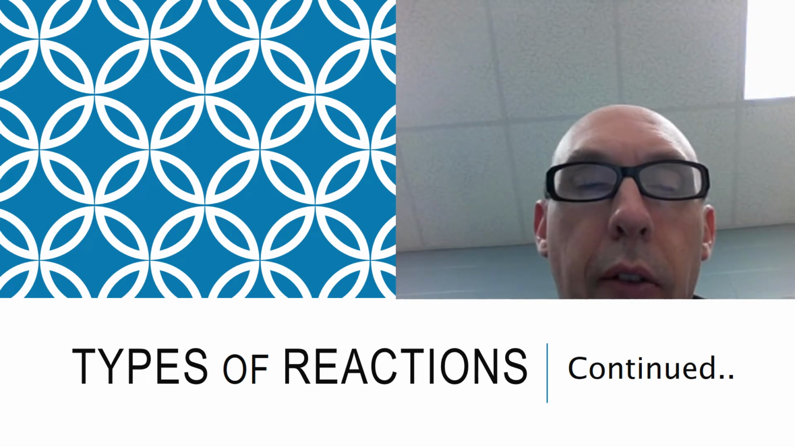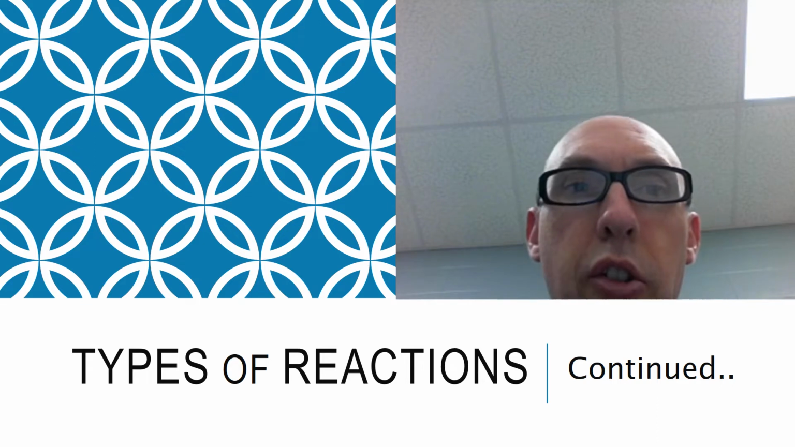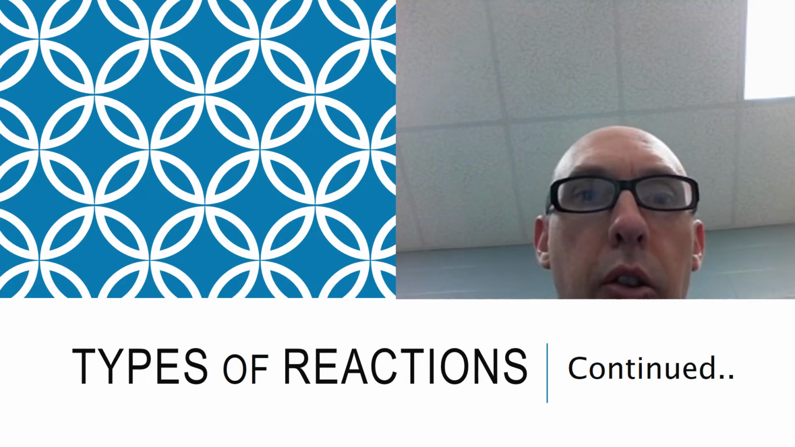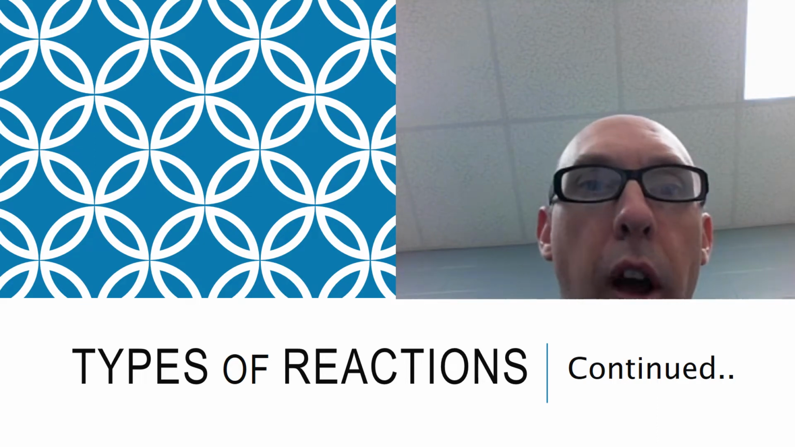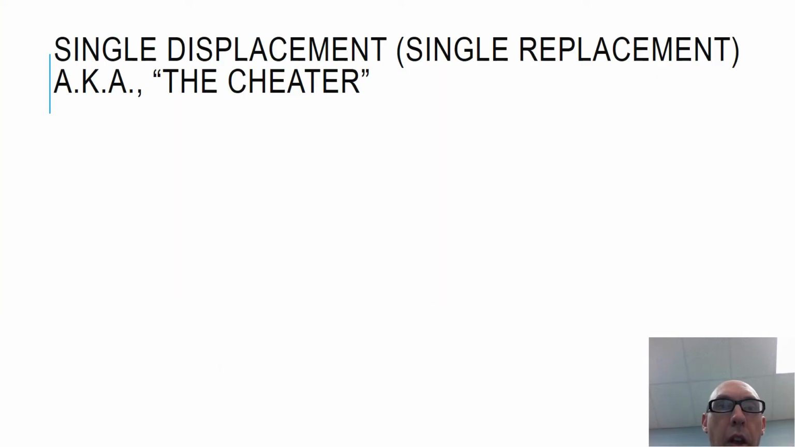This is the second of our two-part series on types of reactions, so don't write a new heading, just keep going with where you left off. The third type of reaction is single displacement. It's also sometimes called single replacement, and we're going to call it the cheater. It's really called single displacement, or SD.